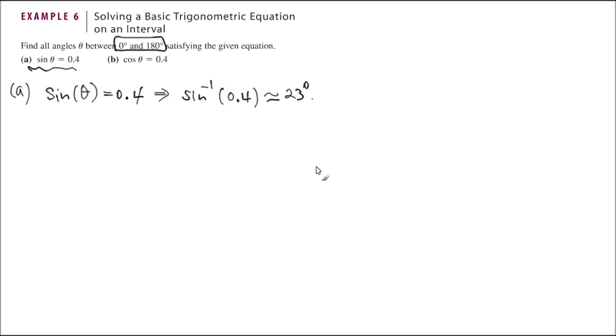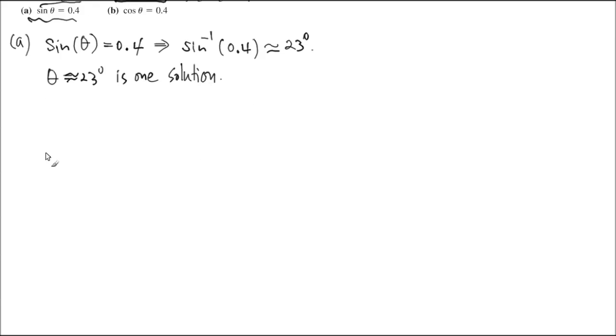So here's one thing. They're looking for an angle between 0 and 180, not just negative 90 to positive 90. So theta being roughly 23 degrees is one solution. Find all the angles. Maybe there's more than one angle. That's what they're suggesting. Okay? So I'm going to draw it like this. 23. So where's 23? It's roughly over here.